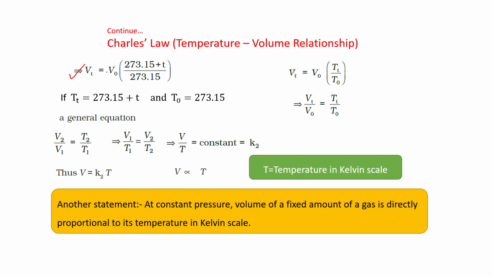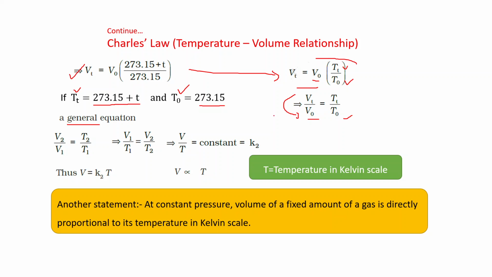Now in this, if 273.15 plus t is written as Tt and 273.15 is written as T0, then we can write this expression like this: Vt is equal to V0 Tt divided by T0. Now this is 0, and t can be replaced by 1 and 2. In the general equation, this can be written as Vt divided by V0 equals Tt divided by T0.